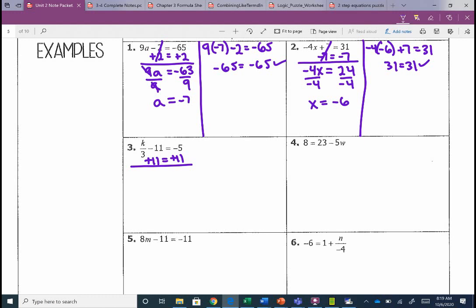And then that way, if I need to help you out or Mr. Andrews is helping you out, we can easily look at your work and say, oh, oops, here we should have added instead of subtracting. If we can keep our work organized, it's really easy to go back and find a mistake if we need to. All right, so -11 plus 11, that gives us a 0. Now I have k divided by 3. -5 plus 11 gives me 6.